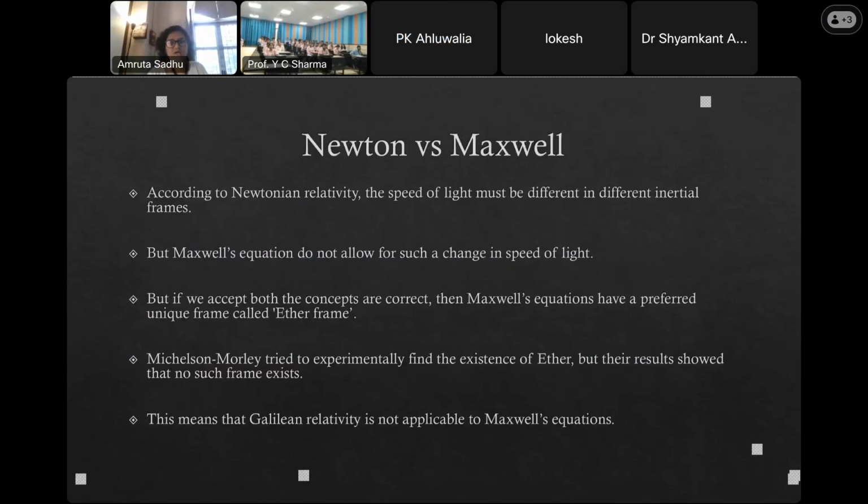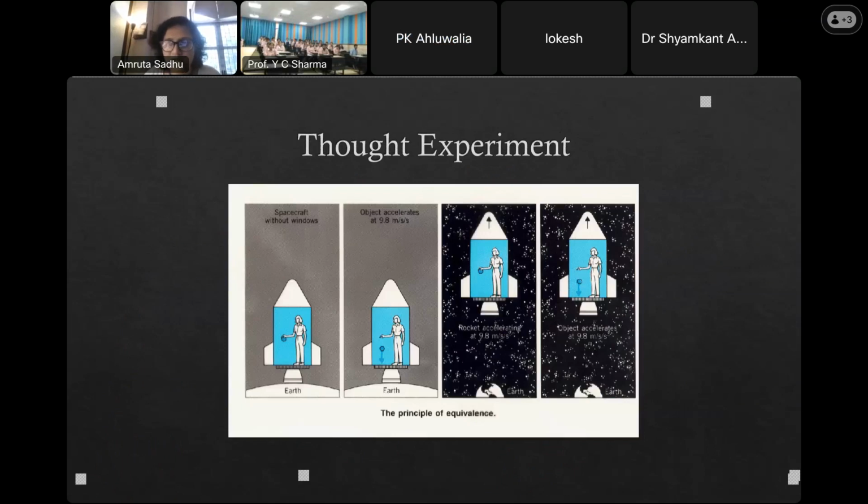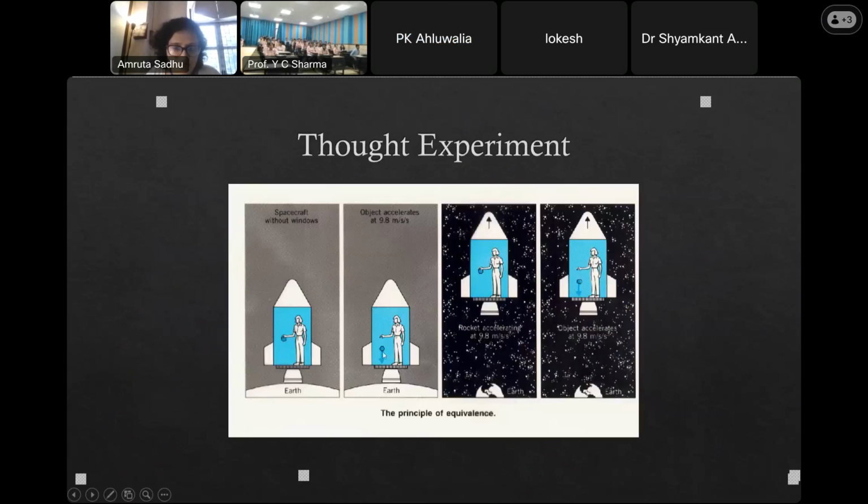Oh, okay. All right. So this is the thought experiment that I was talking about. Now, can you see the picture? See, this rocket is on Earth. The lady has dropped a ball and the ball is touching the floor, right?